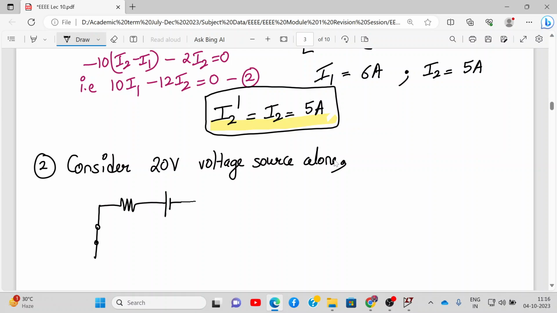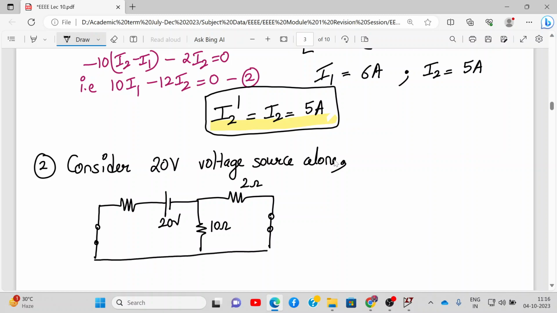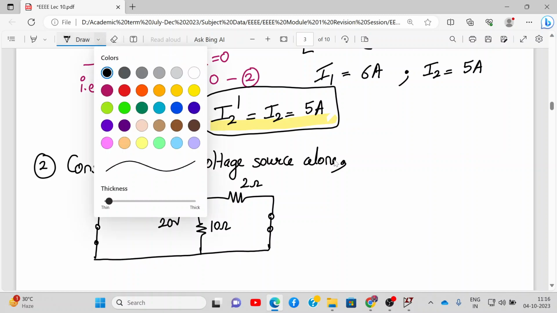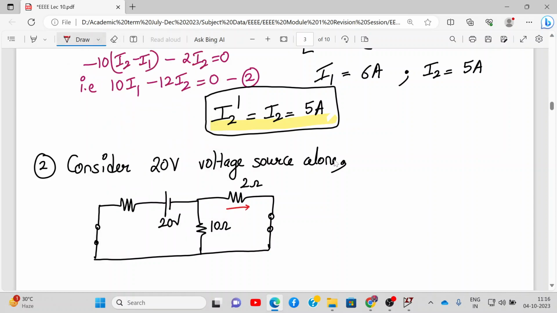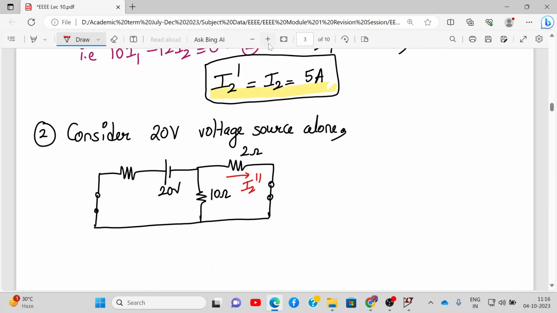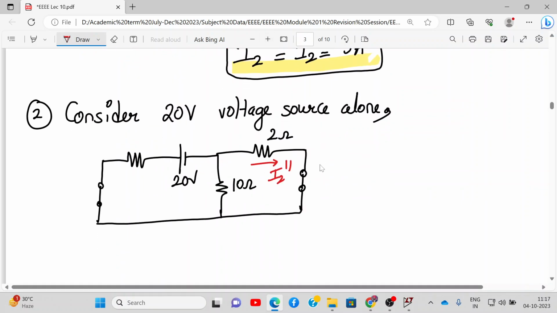Then I'll only consider the 20 volt voltage source, which is 20 volt. Then here we have a resistor of 10 ohms. Here we have 2 ohms, and there is another voltage source which will be short circuited over here. Again, we cannot reduce this 2 ohm resistance further because we need to find the current. This is called I2 double dash. Alright, let me expand it a little. This will be 5 ohms. This is 5 ohm resistance.